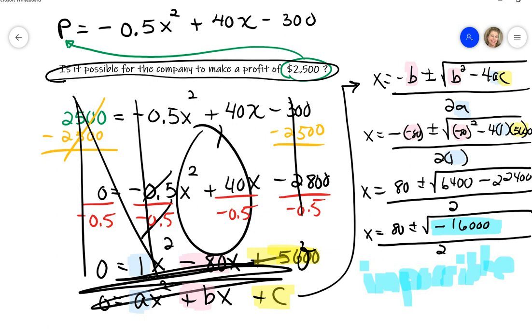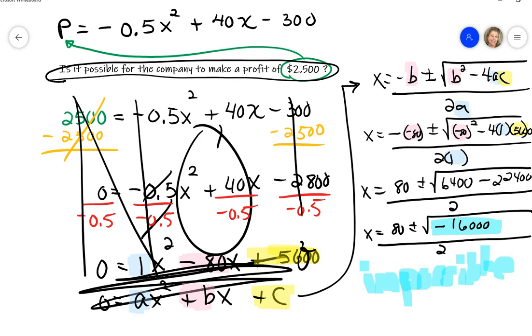Now, if I had had a positive 1600 there, I could take the square root of the positive 1600 and then either add it to the 80 or subtract it from the 80 and divide it by 2, and I could come up with two possible answers for x. Of course, if one of those possible answers for x had been negative, I'd throw that answer out because x is a number of items that you're selling. You can't make negative items, so you'd have to throw one of them out, which means the other one will be your answer.